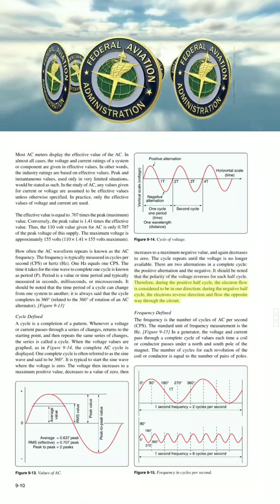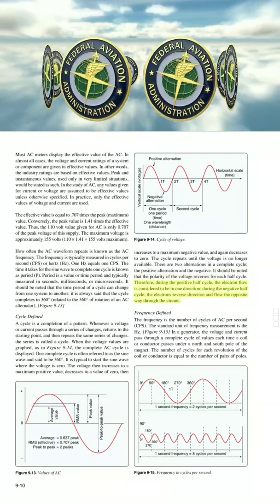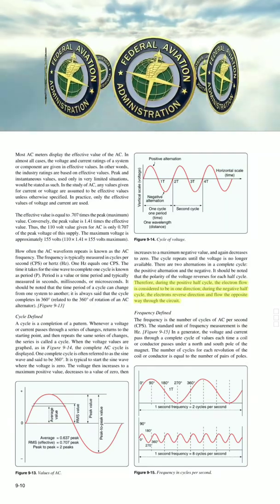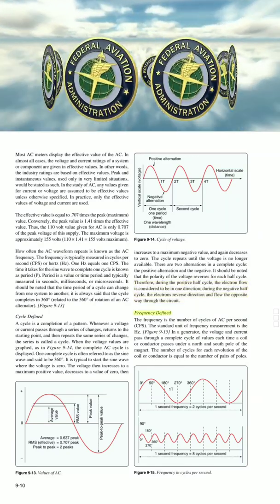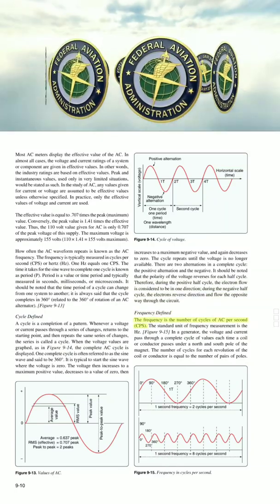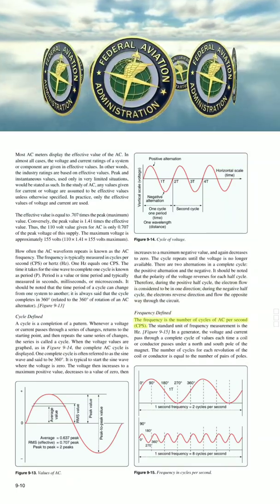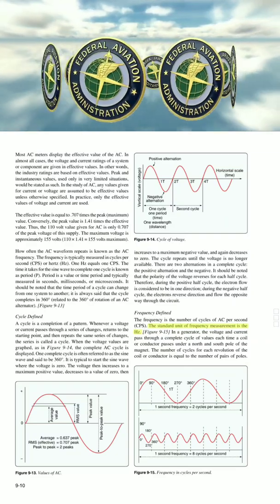Therefore, during the positive half cycle, the electron flow is considered to be in one direction. During the negative half cycle, the electrons reverse direction and flow the opposite way through the circuit. Frequency defined. The frequency is the number of cycles of AC per second, CPS. The standard unit of frequency measurement is the Hz.